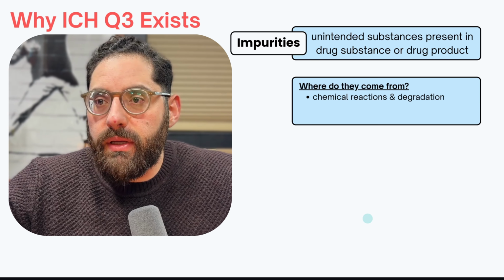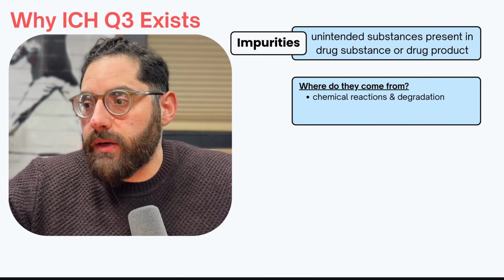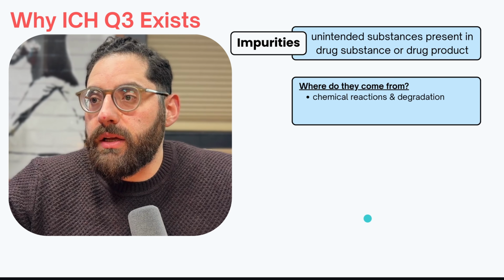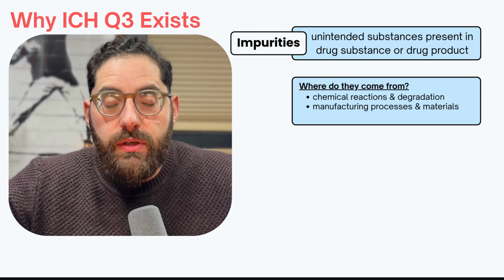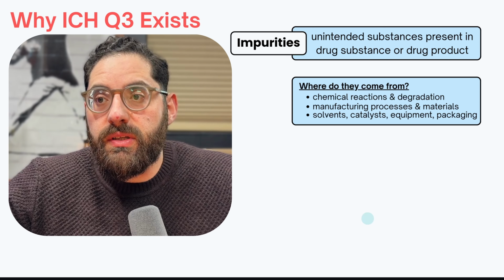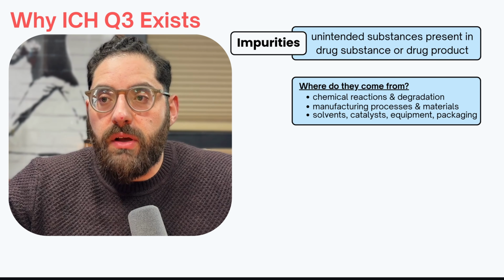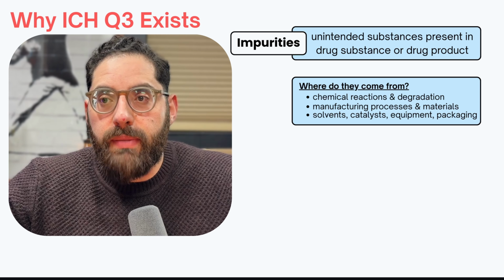So where do impurities come from? They can come from chemical reactions or degradation. They can come from manufacturing processes or your materials, or they can come from solvents, catalysts, equipment, and packaging.